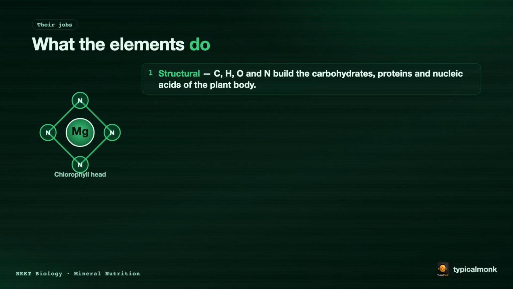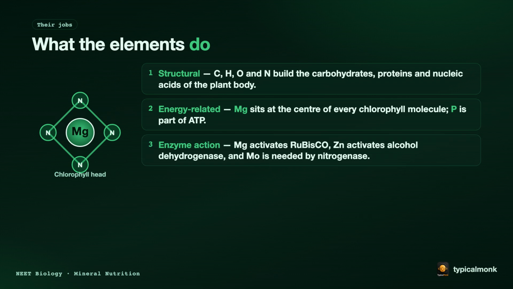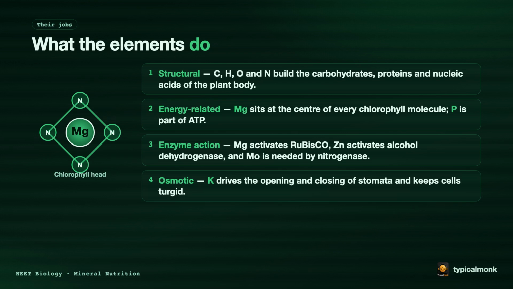Now, let us see what these elements actually do. First job, structural, CHON. Build the carbohydrates, proteins, and nucleic acids of the plant body. Second, energy related. Mg sits at the center of every chlorophyll molecule, and P is part of ATP. Third, enzyme action. Mg activates rubisco, Zn activates alcohol dehydrogenase, and Mo is needed by nitrogenase. Fourth, osmotic. K drives the opening and closing of stomata and keeps cells turgid.